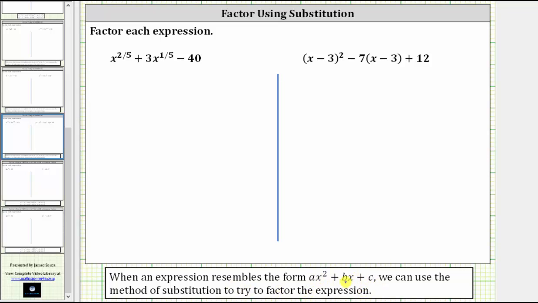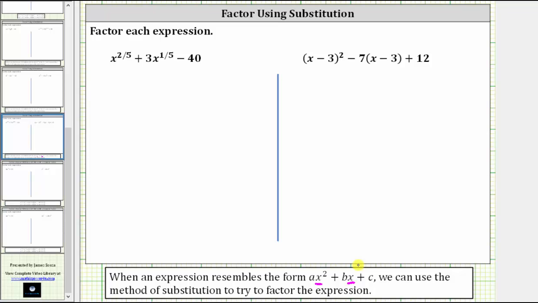Looking at the expression ax squared plus bx plus c, notice how the variable factor of the middle term is x, and if we square x, we get the variable factor of the first term, which is x squared. The expressions need to fit this form in order to use the method of substitution.